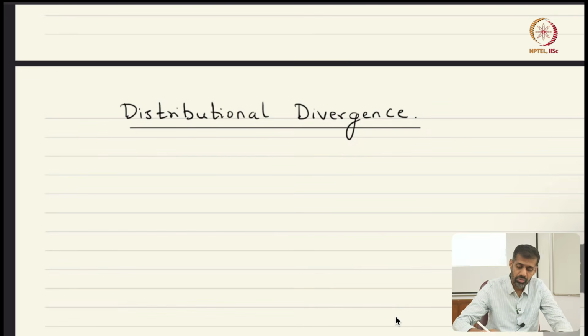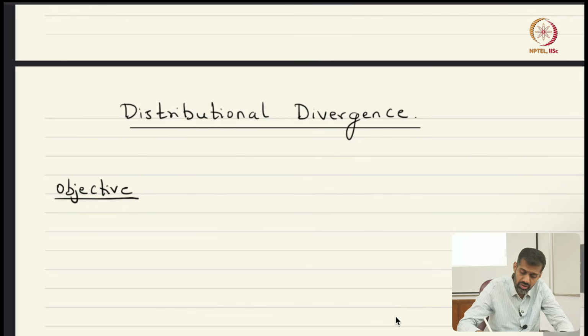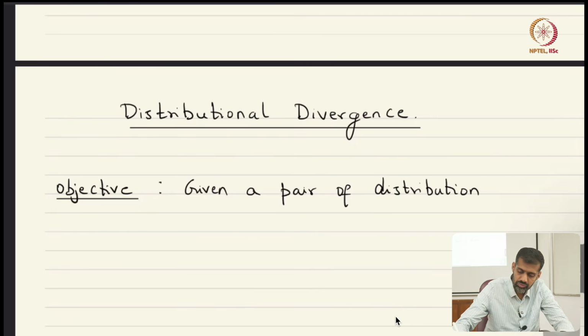Okay. Now, objective is the following. Objective: given a pair of distribution functions, distribution functions defined on the same sample space, goes without saying.